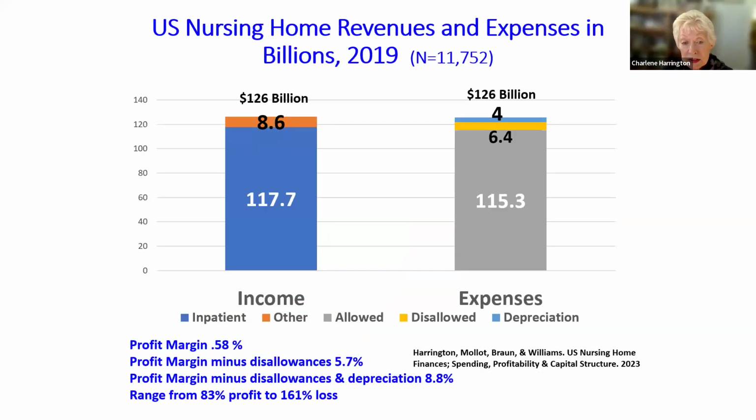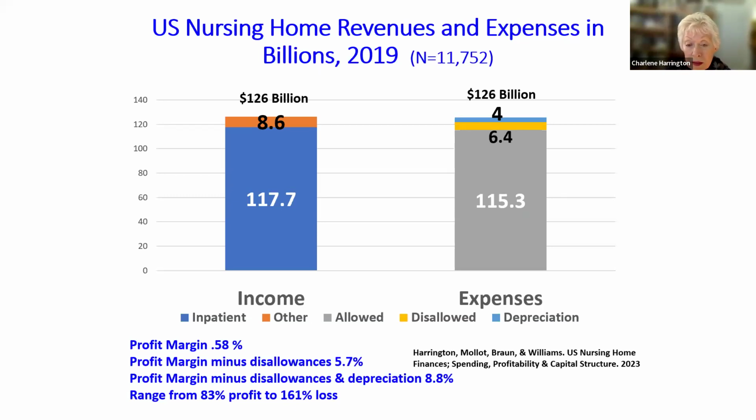So the first thing we did is we looked at the revenues, or the income, and we looked at both their inpatient income and other income from outpatient services. So in that year, they had $126 billion in revenues. Then we wanted to look at their expenses. So they had $115 billion in expenses, and they reported $126 billion.